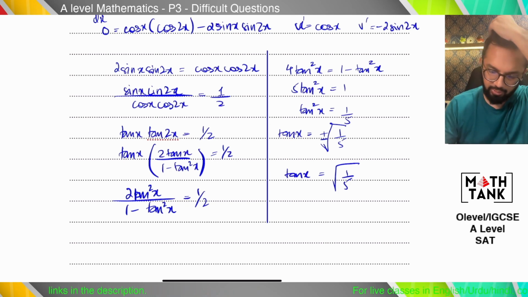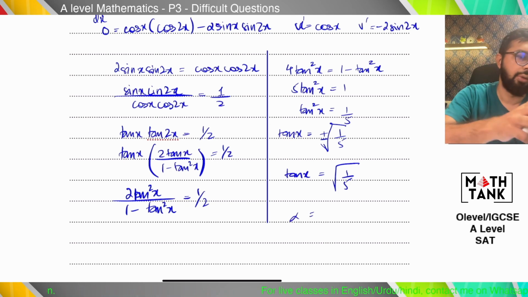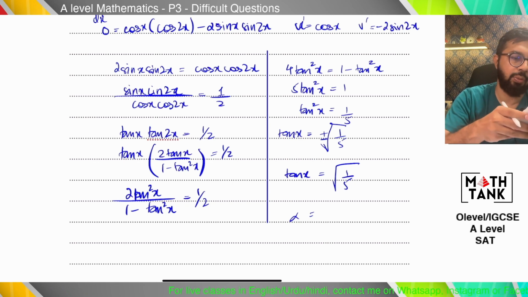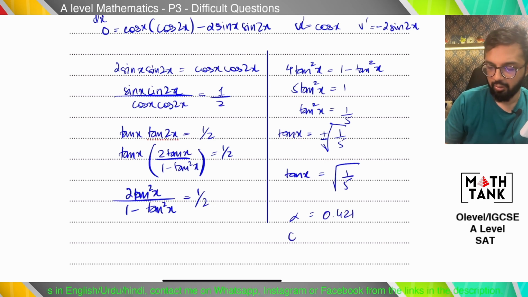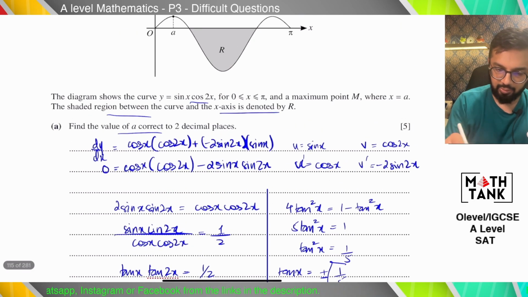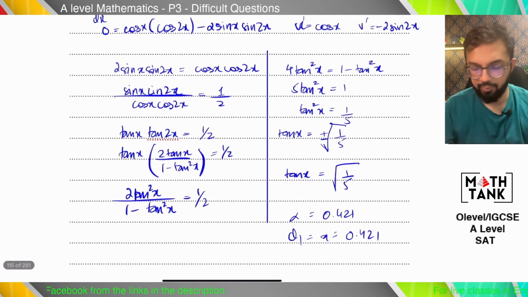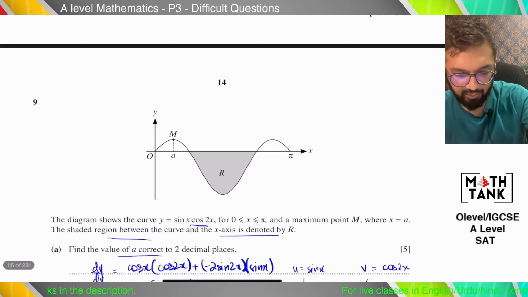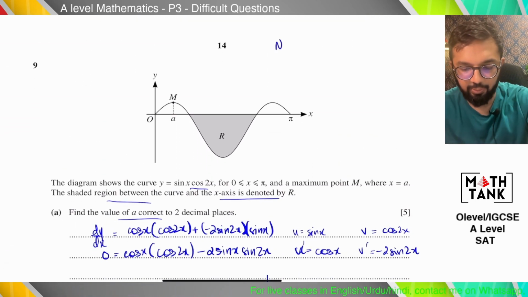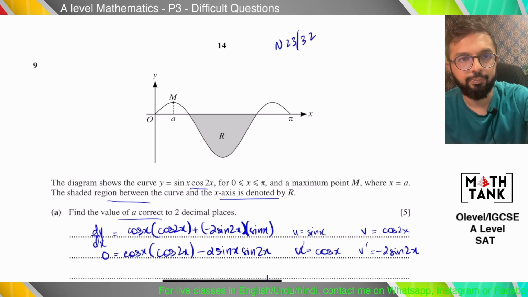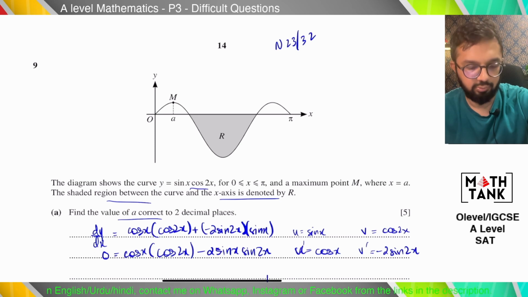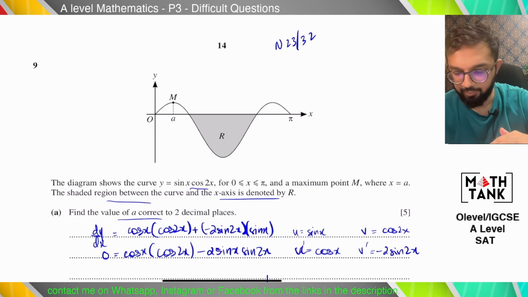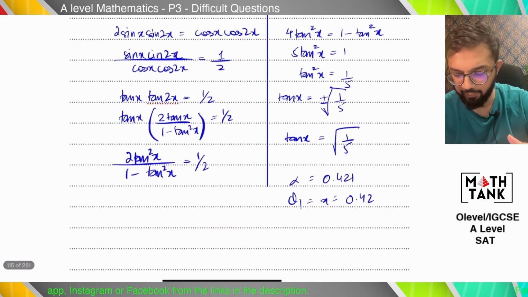Okay, so what's alpha? Alpha is tan inverse of 1 divided by root 5. Quadrant 1, so x equals 0.421. Is that just the x coordinate? The value of alpha? Yes, it's correct to two decimal places as well. Let's just quickly check. This is also November 23, question 32. A couple of difficult questions here. Yep, correct to two decimal places would be 0.42.